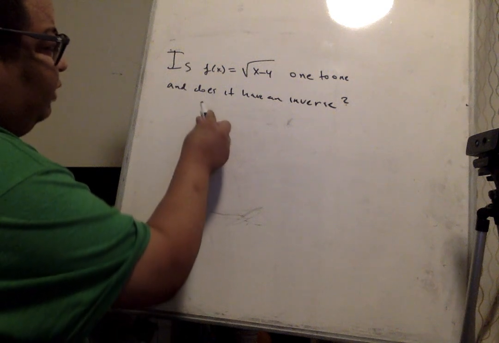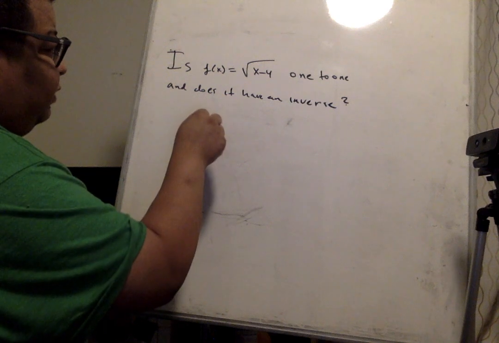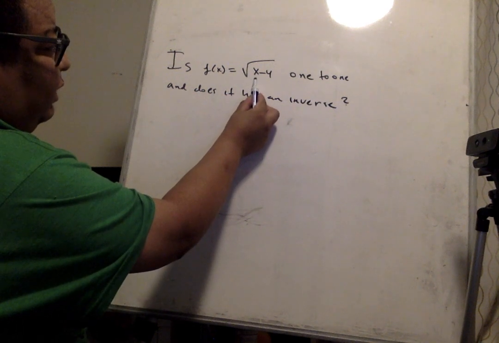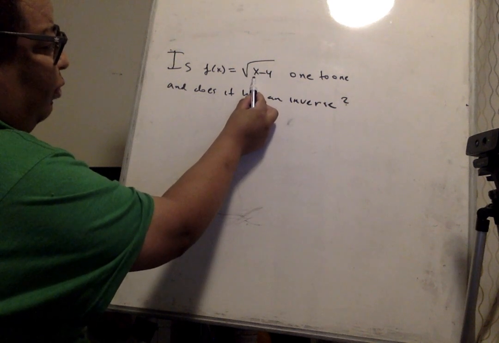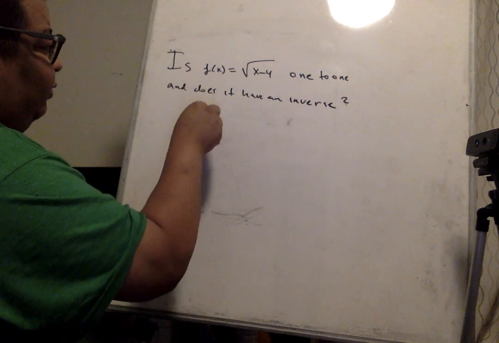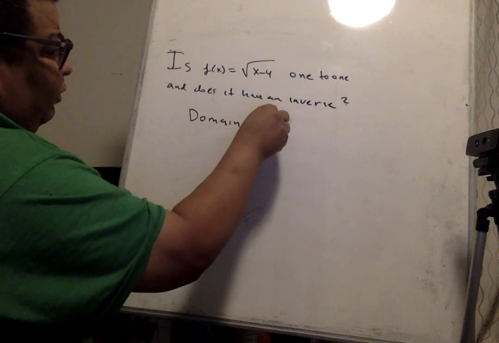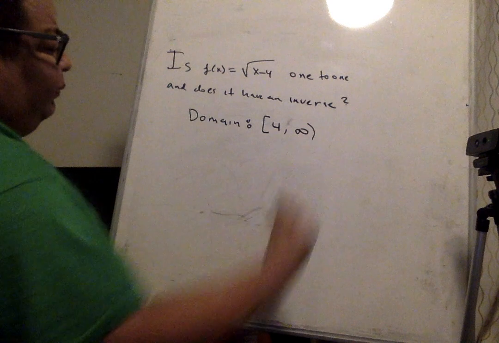So the first thing we need to do is define the domain of this function. Remember, the expression inside the square root has to be 0 or greater. That means x has to be 4 or greater. That means the domain is 4 comma infinity.